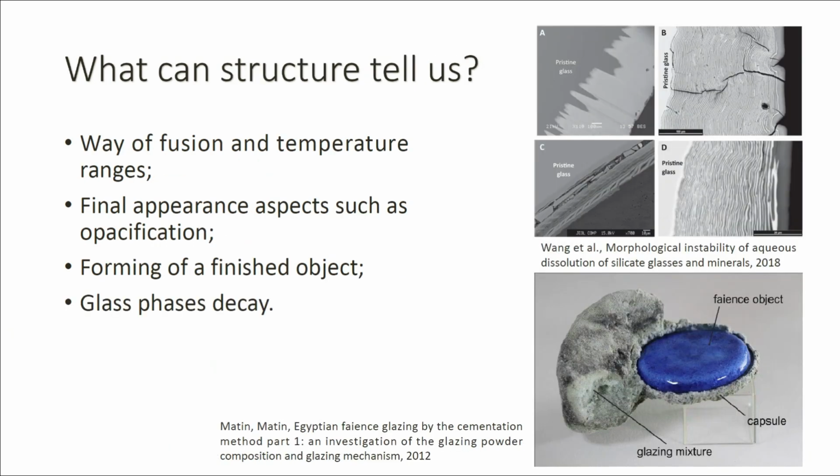Structure of material can be studied on different levels. On macro level, we can understand what kind of material we are dealing with, how it was shaped. Remember the comparison between faience and glass? On micro and nano levels, we can study appearance aspects, like color or opacity, technological aspects, like mechanism of glazing, and conservation aspects, like glass decay. This can be seen in the top right corner. Glass decay is another big topic and deserves separate video. I will not speculate on that now.